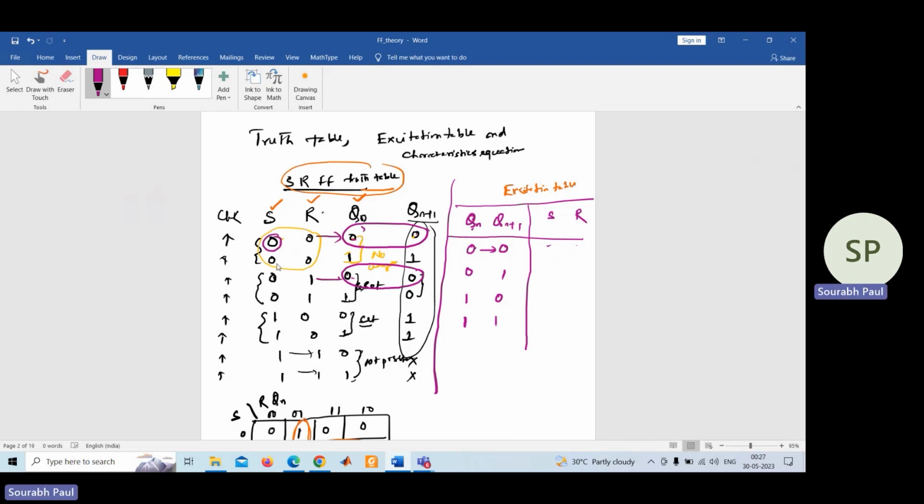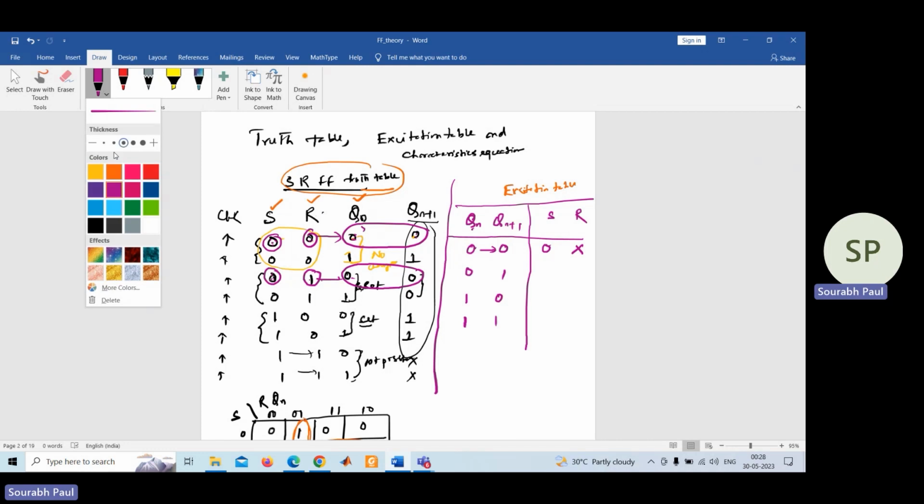You see S is 0 here, and S is 0 here. And in the second case R equals 0, and here R equals 1. So what does it mean? In both cases, when Qn equals 0 and Qn plus 1 equals 0, your S value remains fixed at 0, whereas the R value is 0 in one condition and 1 in the other. So it doesn't depend on the value of R. So R is don't care, whereas S remains fixed at 0. Okay. So you need to follow a similar procedure for each combination.